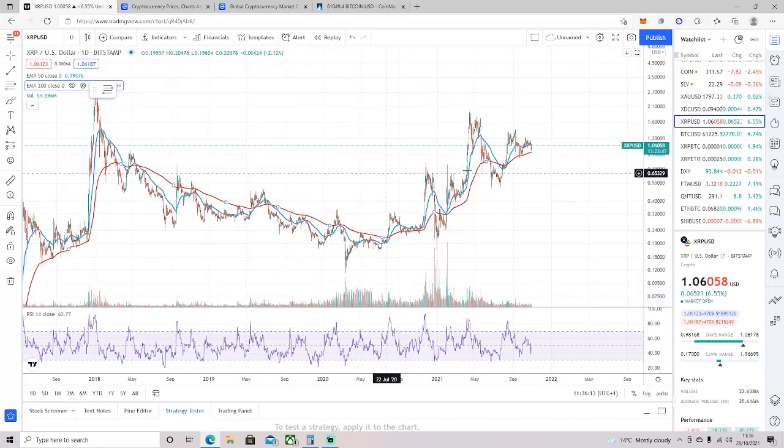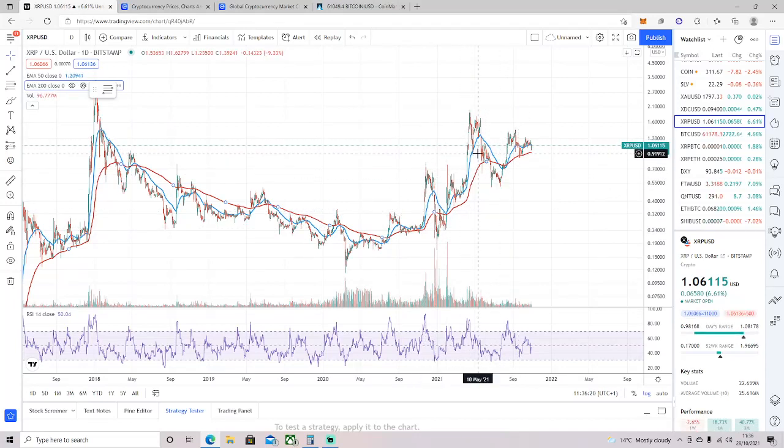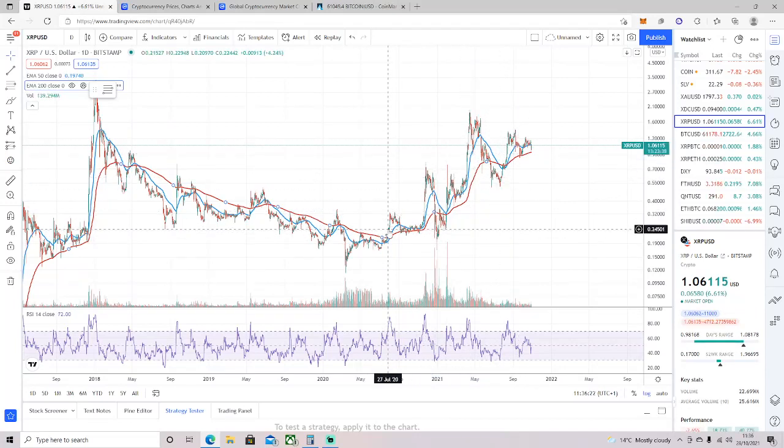So exponential moving averages are just moving averages, so that's like where the average price would be from the last 200 days and the last 50 days. They often act as areas of price resistance or support, so that's what they're used for.